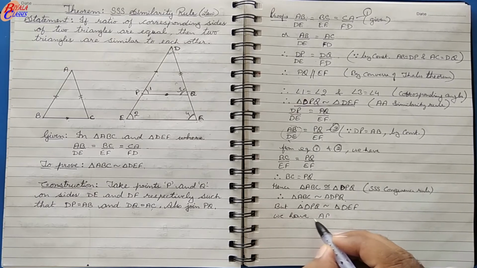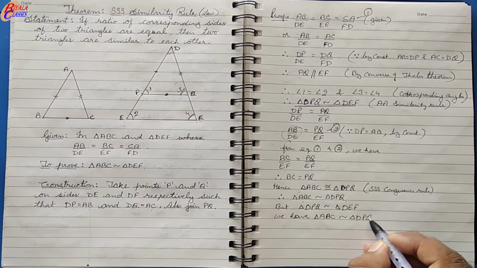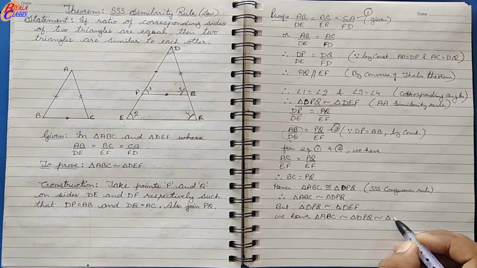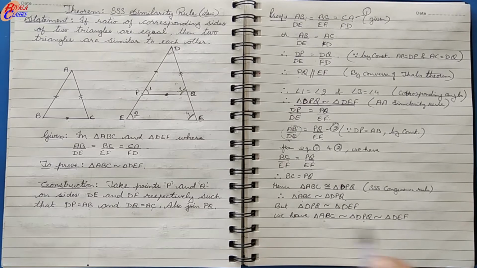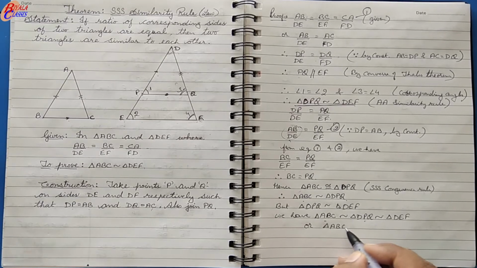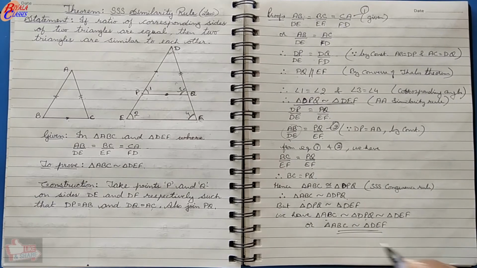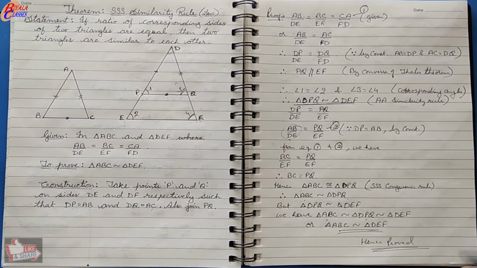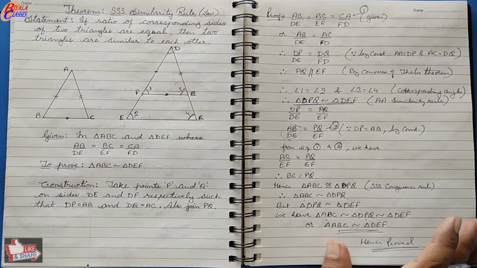We have that triangle ABC is similar to triangle DPQ, which is further similar to triangle DEF. So all the three triangles are similar to each other, or we say that triangle ABC is similar to triangle DEF. Hence it is proved. You might feel it a little bit confusing, but if you go through it once, it will be easy for you to understand.